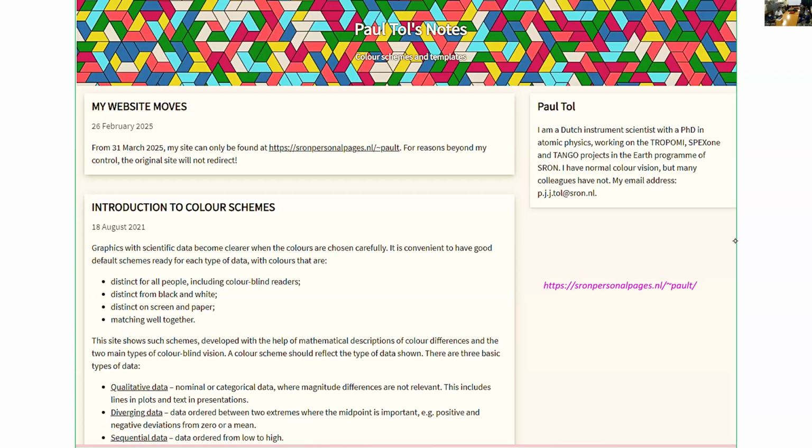Now there's one more website which is very useful for choosing colors, choosing palettes. And this is by one gentleman called Paul Tol. He is a Dutch scientist and he explains very nicely about colors and making graphs. It's a free website so people can have access to it.